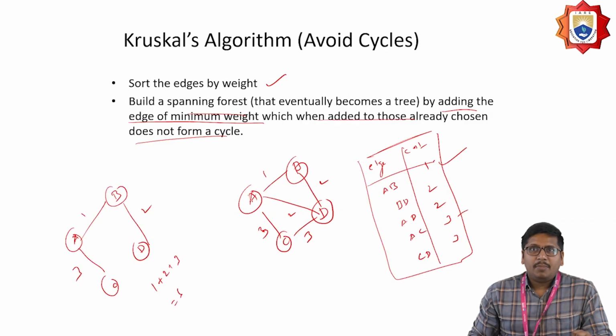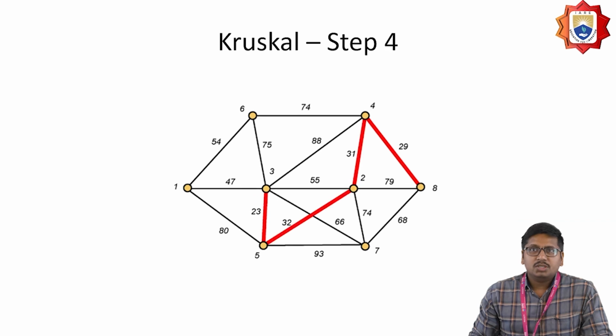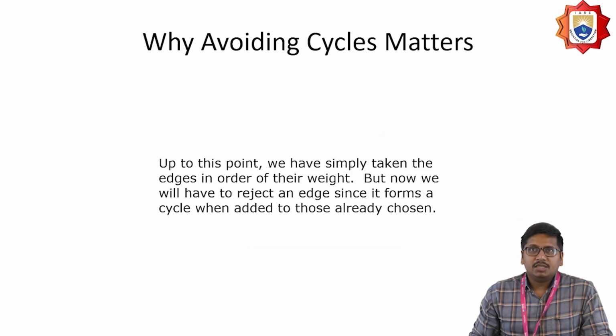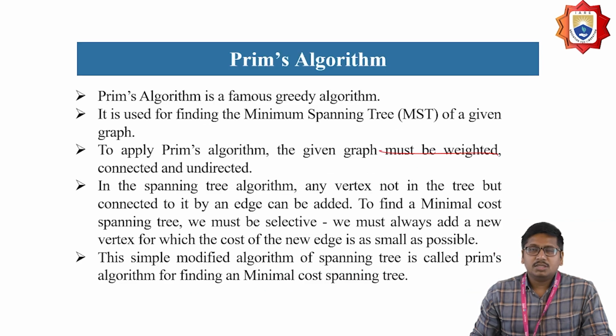If I apply Kruskal's algorithm by considering the graph and sorting the edges in ascending order, and then filling the edges into the graph, I'm going to get the minimum cost weighted spanning tree. If I apply the same technique to the given example, this should be the resultant minimum spanning tree. Finally I'm going to get 282. That should be the final step of Kruskal's algorithm.